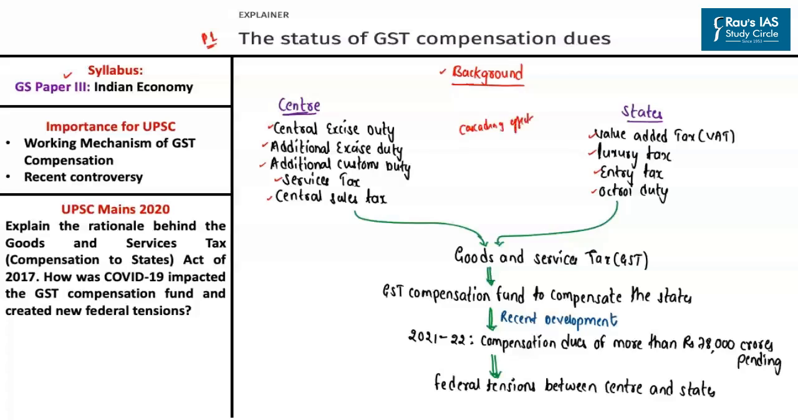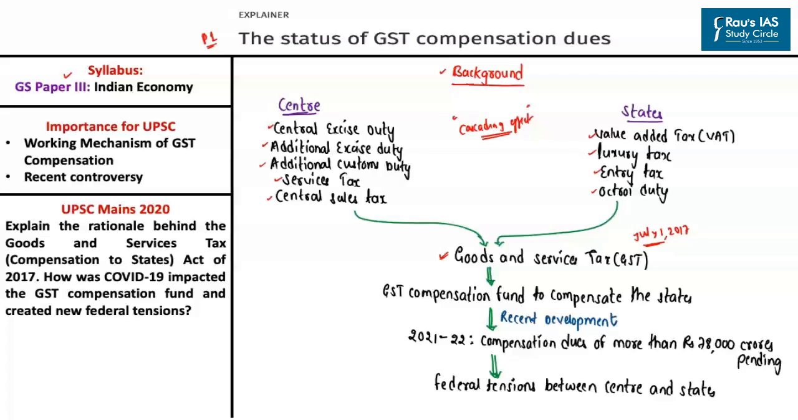Hence, in order to remove this cascading effect of tax on tax and to improve the indirect tax regime in India, we introduced the goods and services tax on 1st of July 2017. Now, prior to the introduction of GST, some of the state governments were reluctant to become part of GST.